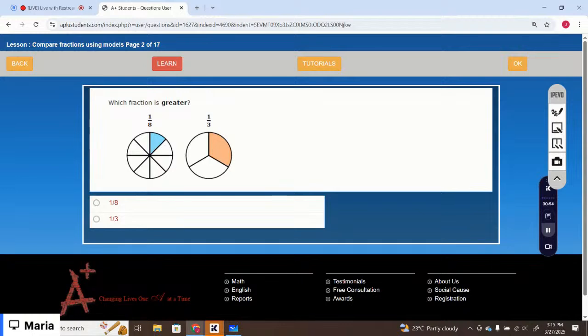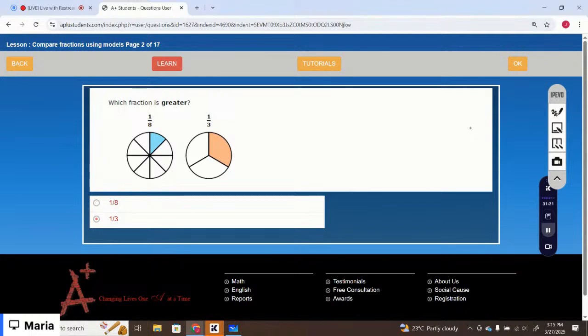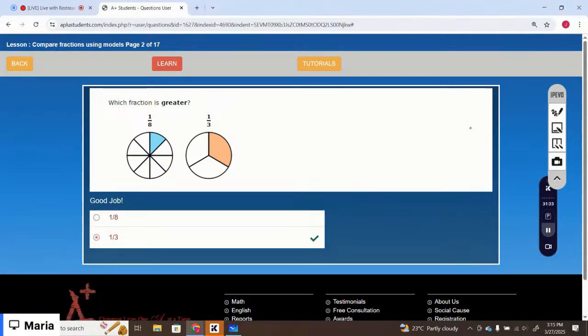Which fraction is greater? The one that has more portion colored is greater. 1 by 3 is greater than 1 by 8.